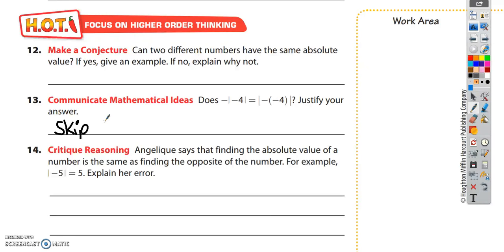Can 2 different numbers have the same absolute value? If yes, give an example. If no, explain why not. The answer is yes. And the example needs to look something like mine. It doesn't have to be exactly the same.